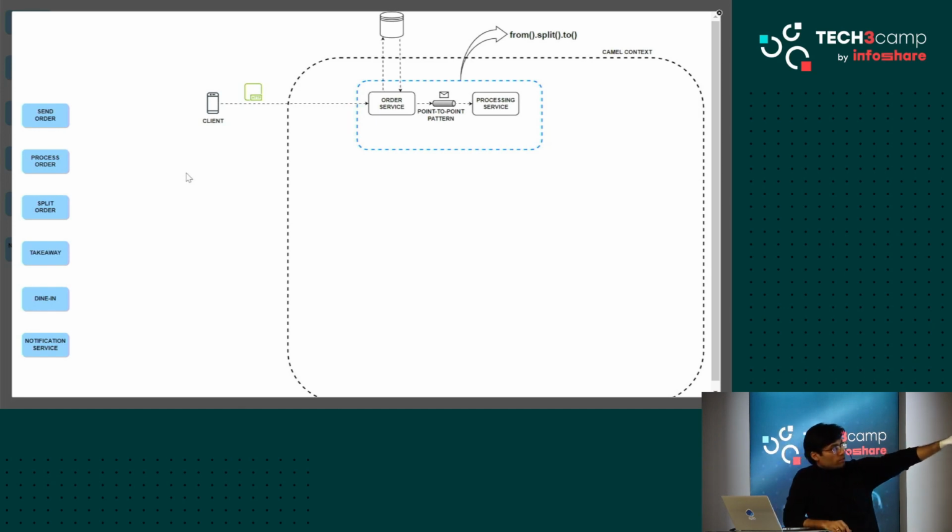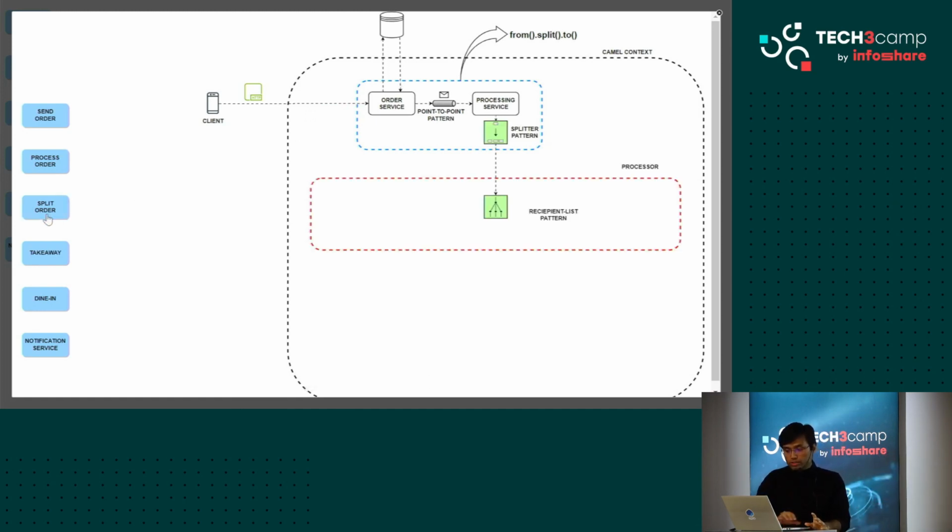But the point here is that we are implementing a pattern over there, and that pattern is the point-to-point pattern, and it is one of the enterprise integration patterns that we have. There are many patterns that we use out of the box without even knowing that these are well-known enterprise integration patterns. But like I said, between two communicating services, whatever order the system is receiving, it is simply publishing a message to the next service, that is the processing service, to process that order further.